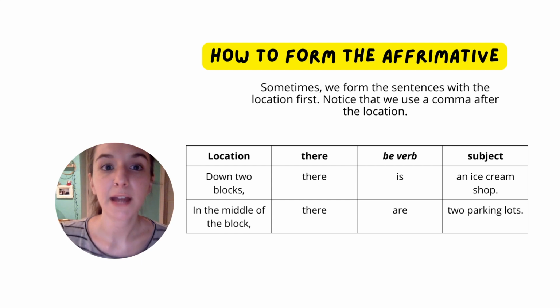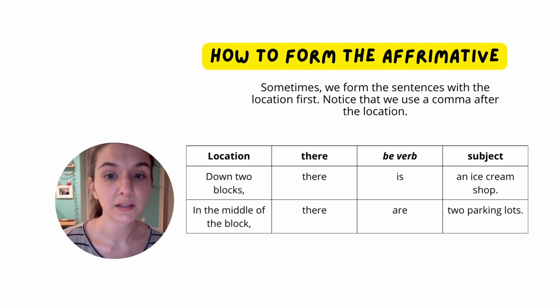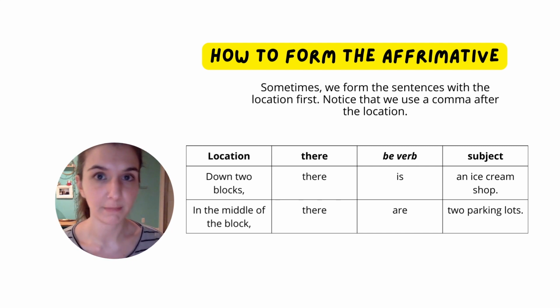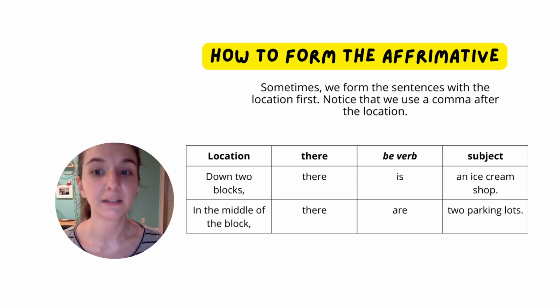Now, it's also possible to form sentences with the location first, but notice that we use a comma after saying the location. So, for example, in this chart, down 2 blocks, there is an ice cream shop. Or in the middle of the block, there are 2 parking lots.